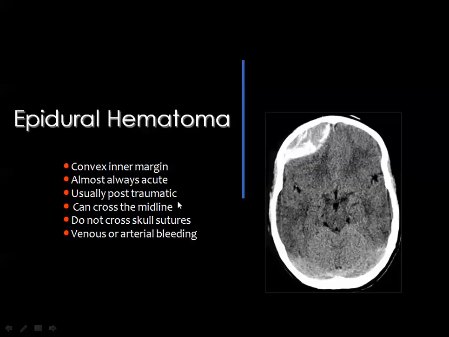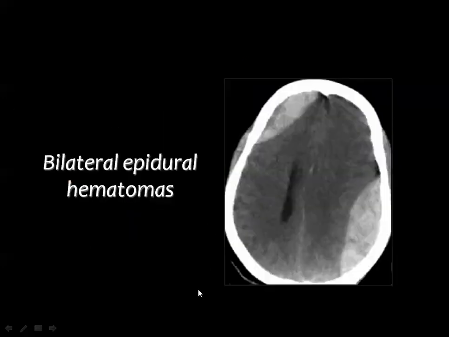It is usually post-traumatic. There is a significant history of trauma. It can cross the midline. It does not cross the skull sutures. It can be of venous or arterial bleeding. Also, the epidural hematoma can be bilateral, and also the subdural blood or hemorrhage can be bilateral.